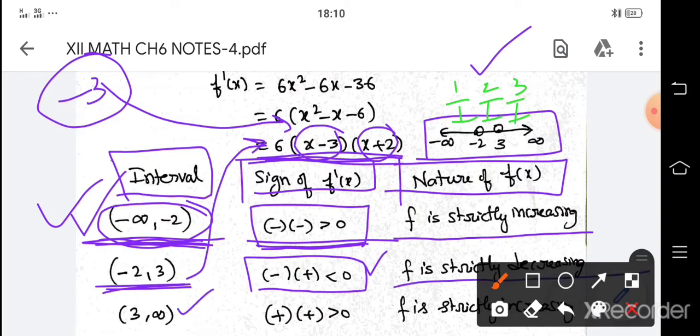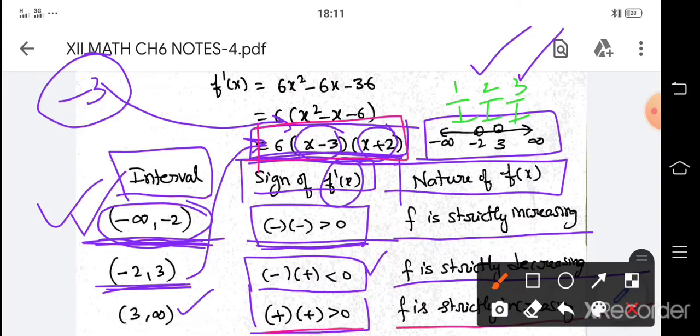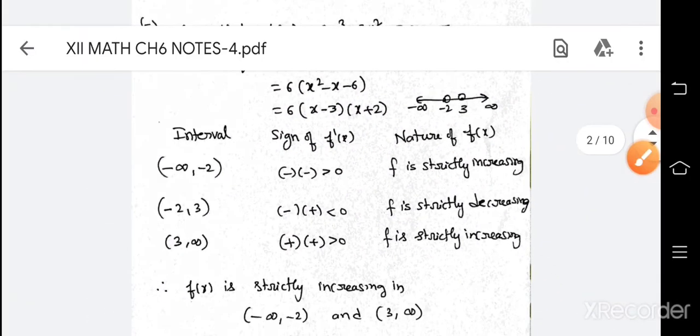The next interval is 3 to infinity, where plus into plus will come. Here we take the sign of f dash of x, and for that you have to take the factorized form of f dash of x. Plus into plus, positive will come, so f is strictly increasing. Very important, this kind of question is very important.